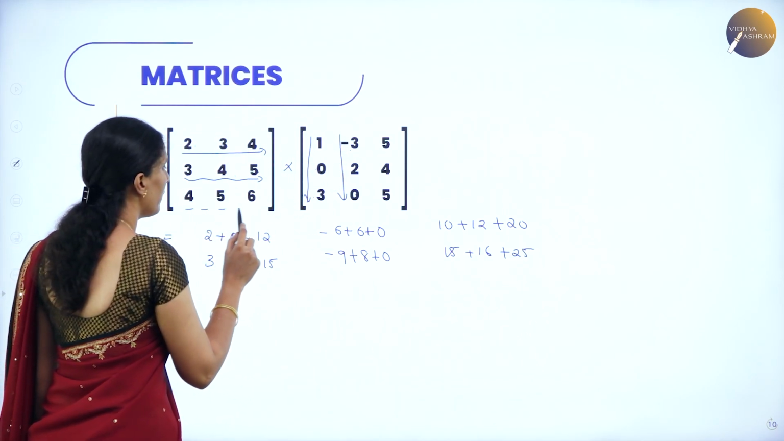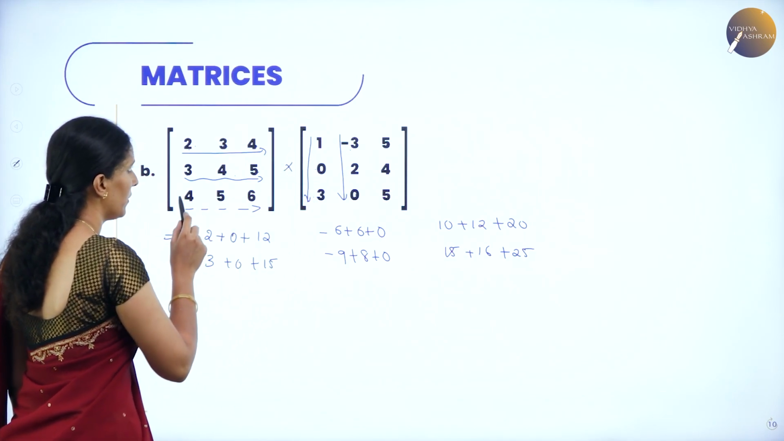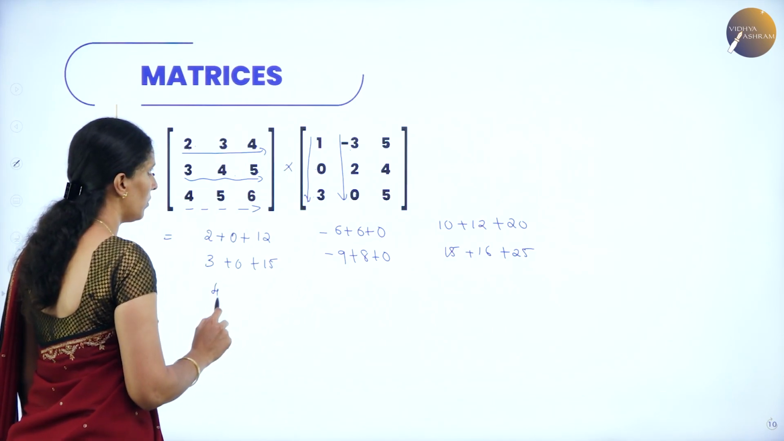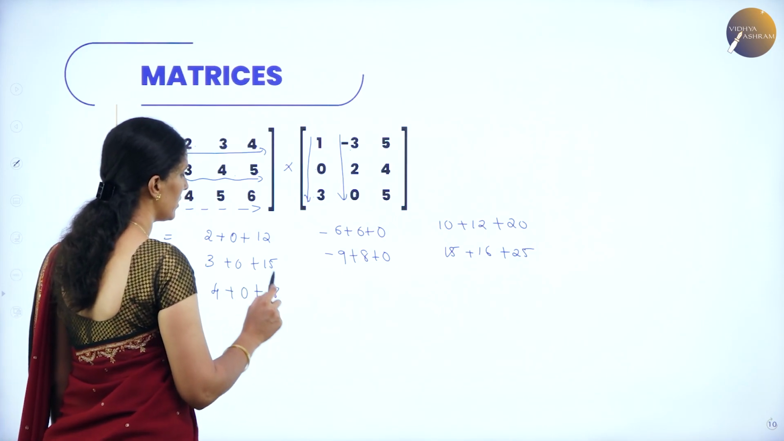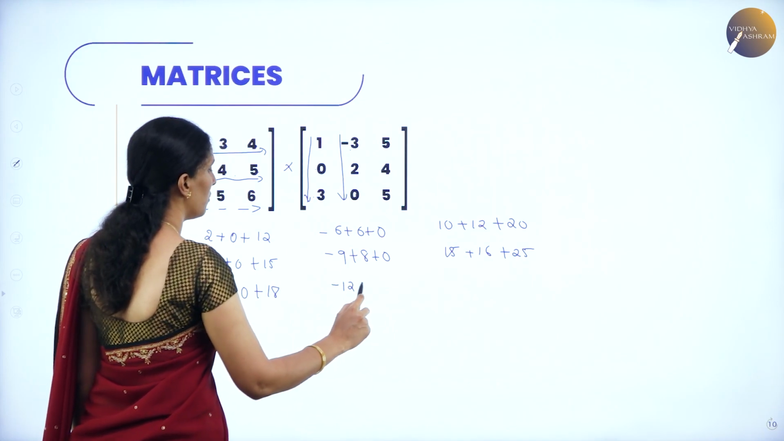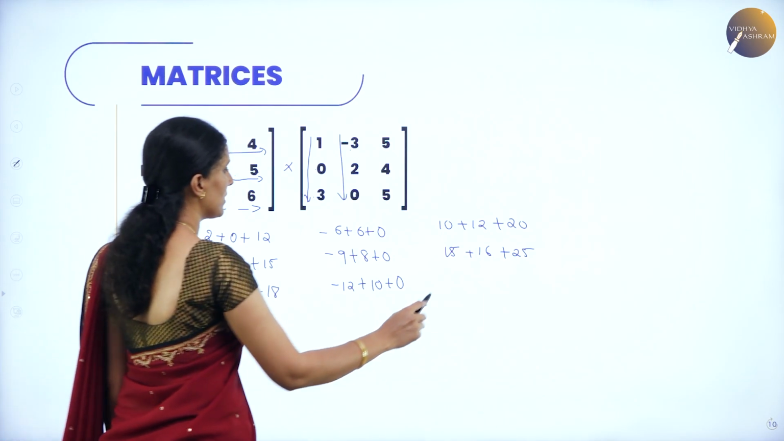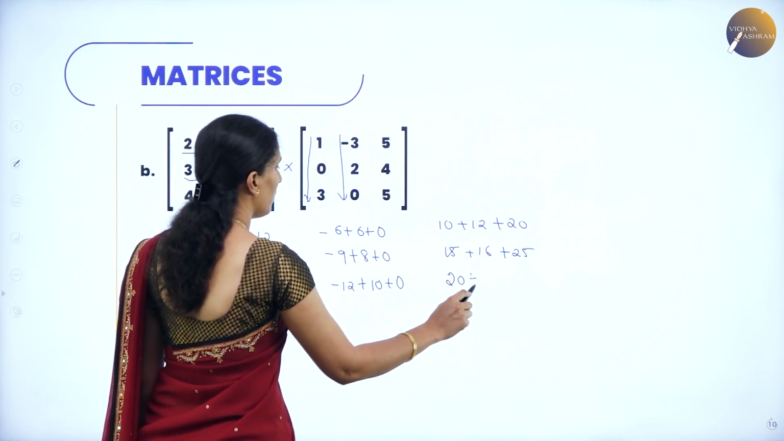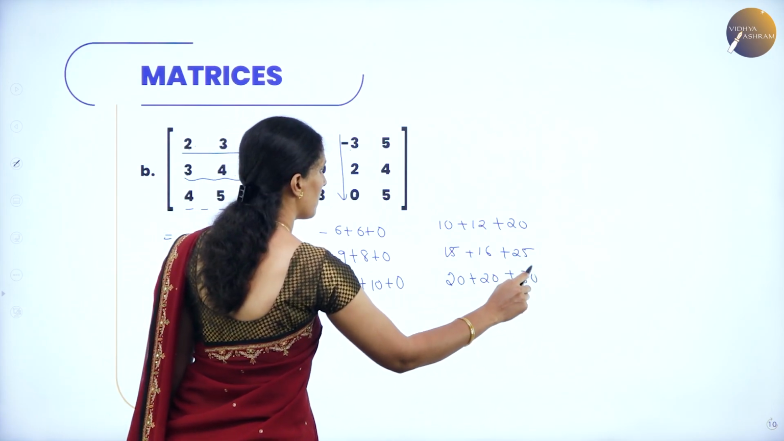Next, we are with the last row. So the last row with first column. 4 1s are 4. 5 zeros are 0. 6 3s are 18. Next, 4 3s are 12, minus 12. 5 2s are 10 plus 0. 4 5s are 20. 5 4s are 20. 6 5s are 30.